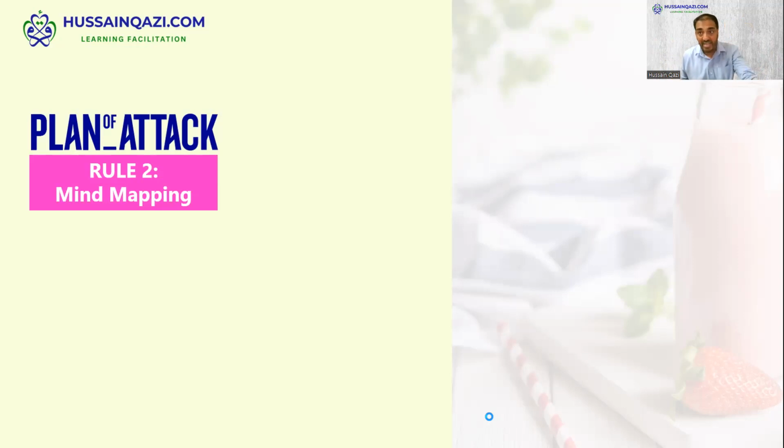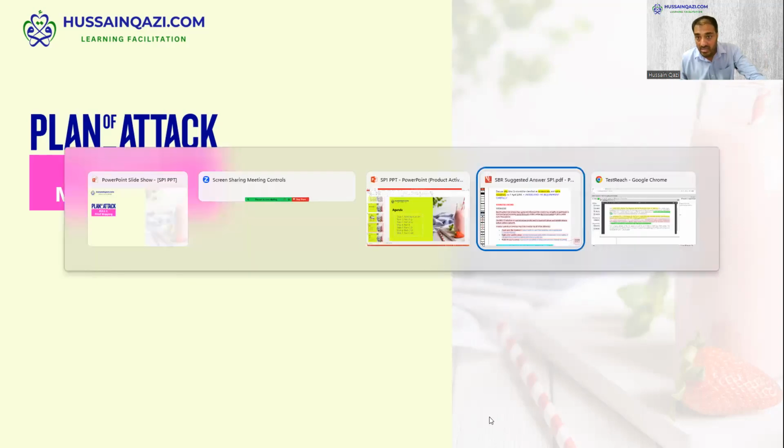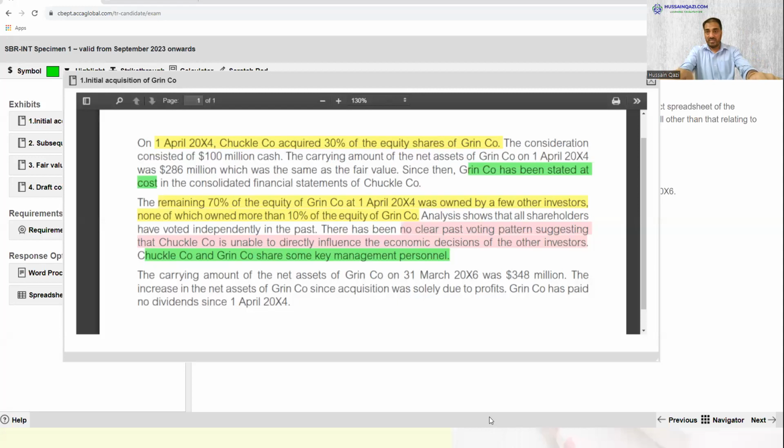Rule number two is mind mapping. First of all, the context of the question, the details of the question relevant for drafting. Here, Chuckle invests in 30% equity shares of Grin, and we have to answer why not a subsidiary. So number one, if we consider why not a subsidiary, the reference of IFRS 10 control is very much important. The second paragraph, 3 highlighted points.